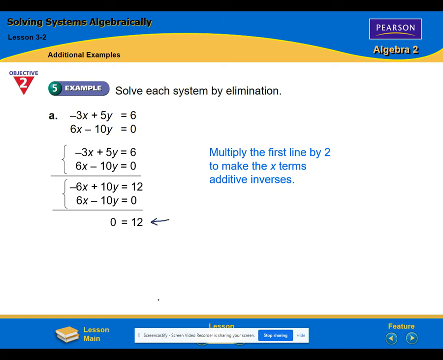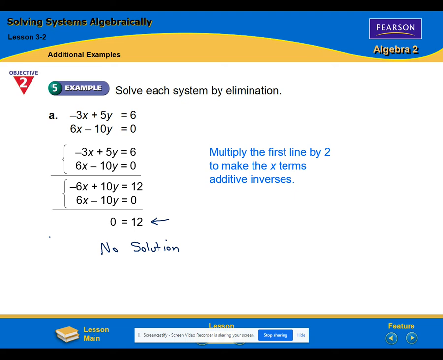The answer to that would be never. 0 is never equal to 12. This is where we say no solution. So you're working it out just as if it's a normal problem. You work it out and you end up eliminating all the variables, not just one of the variables, but both of them. And you get a false statement. 0 equals 12. 0 is never equal to 12. So this is going to be a no solution situation.